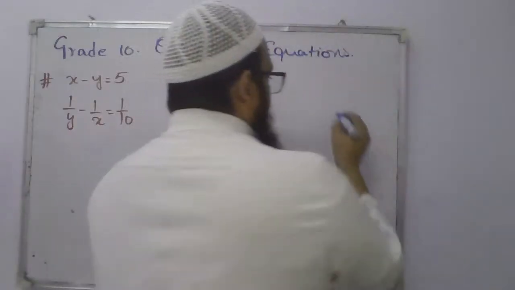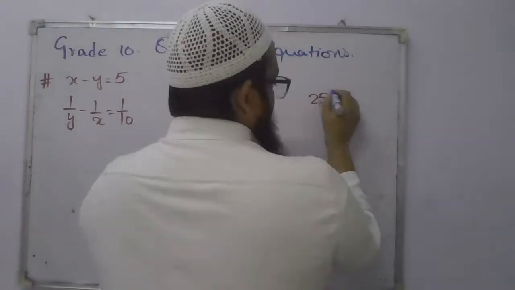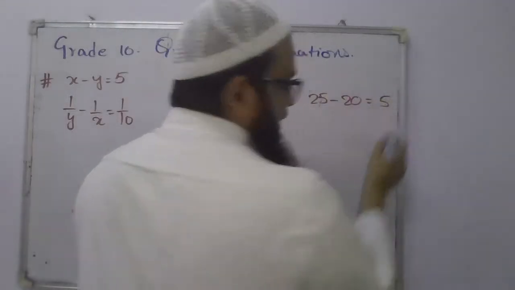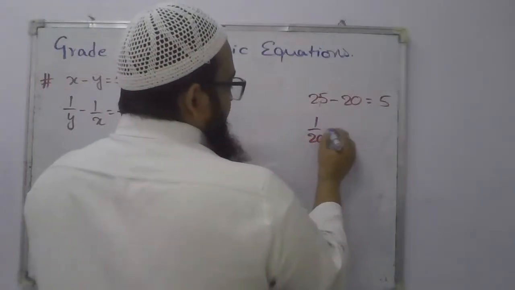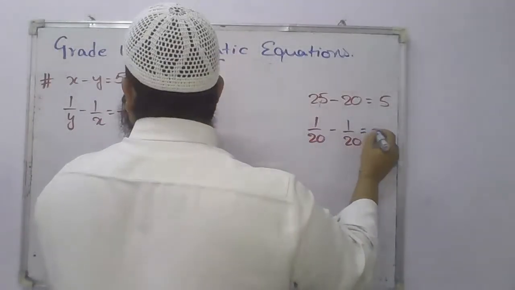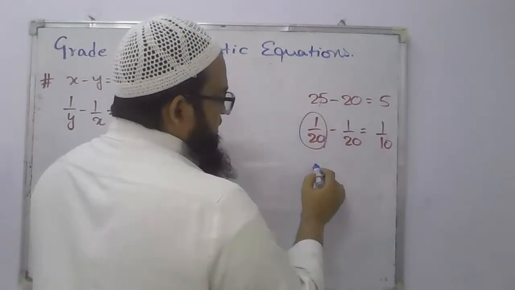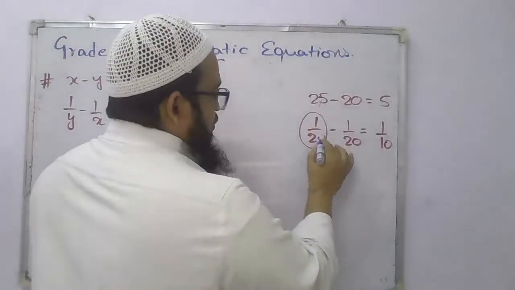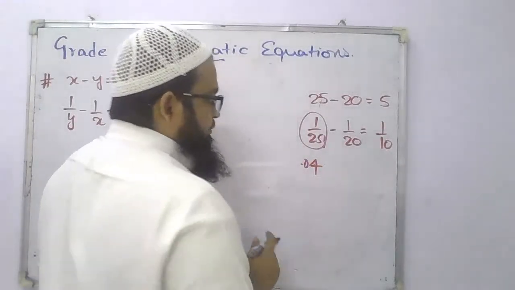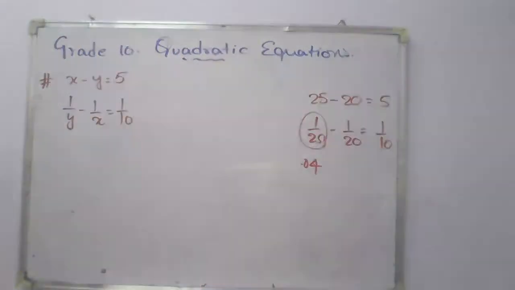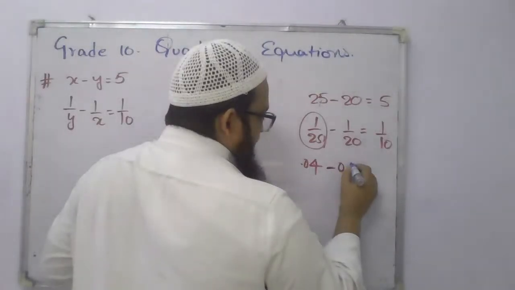So let us take 25 as the bigger number and 20 as the smaller number, you will get 5. And if I take 1 by 25 minus 1 by 20 is equal to 1 by 10. Let us take, for example, I am telling you. 1 by 25 is 0.04, minus 1 by 20 is 0.05.